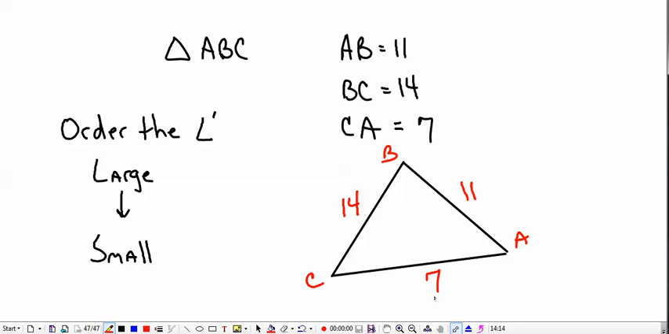What's the largest angle? The largest angle is A. It's opposite the longest side. Smallest angle? B. Because it's opposite the shortest side, isn't it? Okay, and there's only one left. C. Good. C. Any questions?